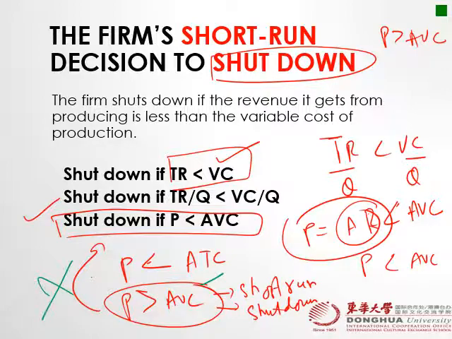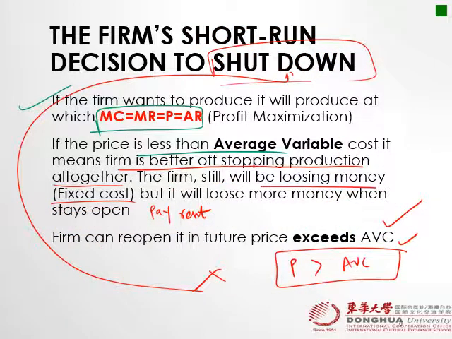So here we go. If the firm wants to produce, it will produce where price equals marginal cost, because this is the profit maximizing condition. If the price is even less than the average variable cost, the firm is better off stopping production altogether. The firm will still be losing money. How? Because it has to pay rent, fixed salaries of the supervisor or head offices.